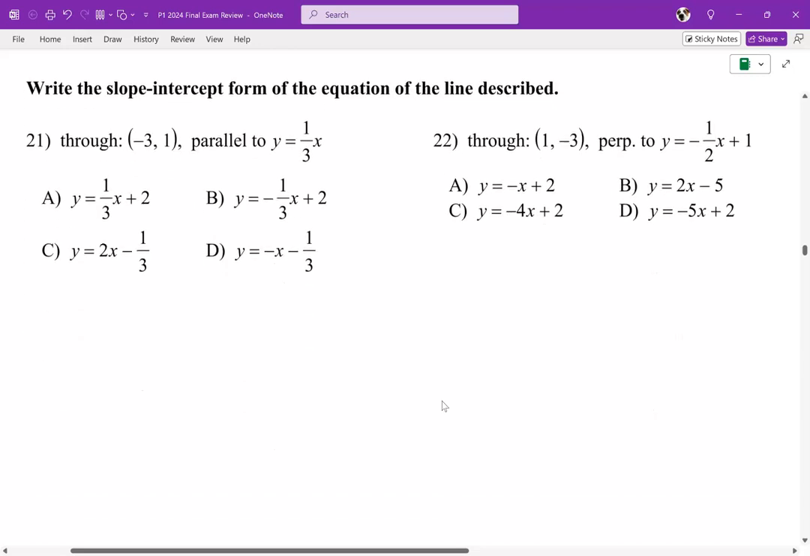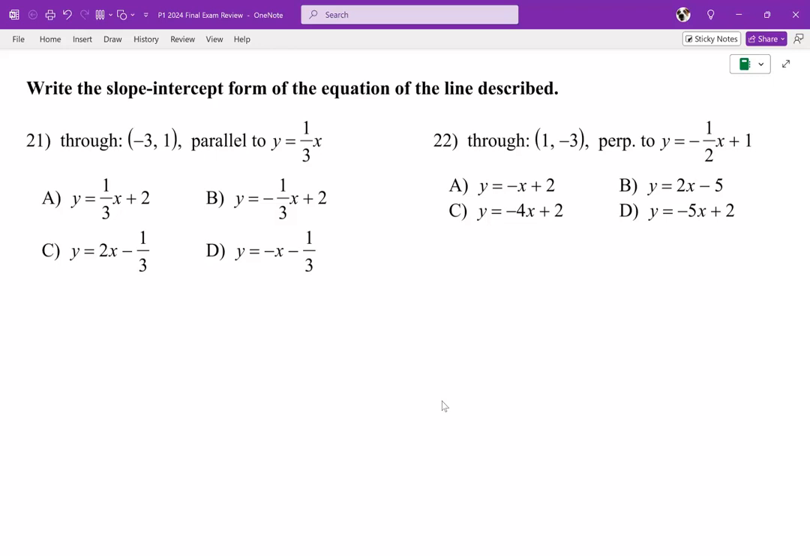All right, write the slope-intercept form of the equation of the line described. So we've got 2 here, one parallel and one perpendicular. Remember, if a line is parallel to another line, they share slopes. The slopes are the same. If the line is perpendicular, then their slopes are opposite reciprocals, so they flip and change sign.